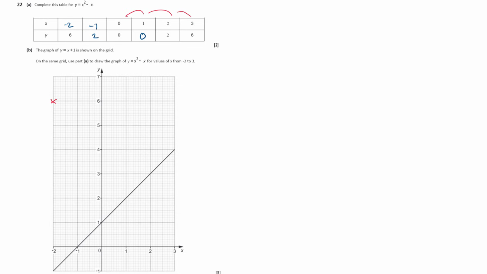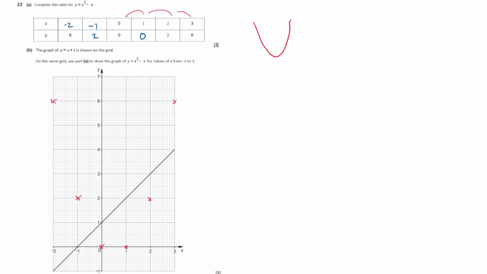-1 goes with 2. 0 goes with 0. 1 goes with 1. 2 goes with 2. And 3 goes with 6. Okay. Now this is a quadratic curve. It has a nice smooth parabola between the points. So that's what you're going to be drawing on this shape.